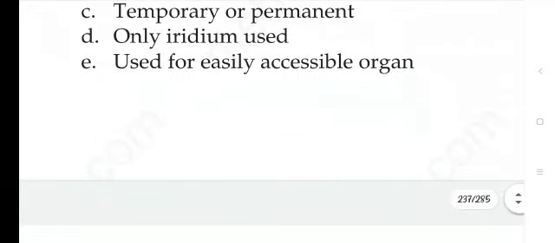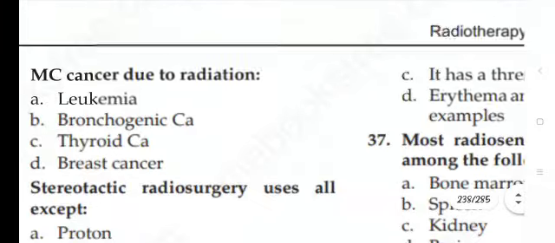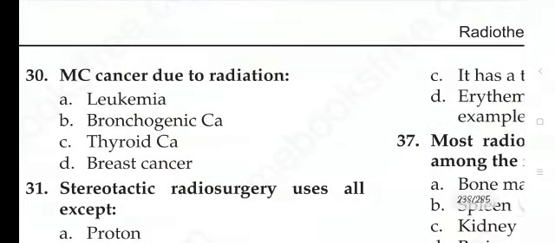Next question, most common cancer due to radiation. Option A leukemia, option B bronchogenic CA, and option C thyroid CA, and option D is breast cancer. So the answer of this question is leukemia, that is option A.